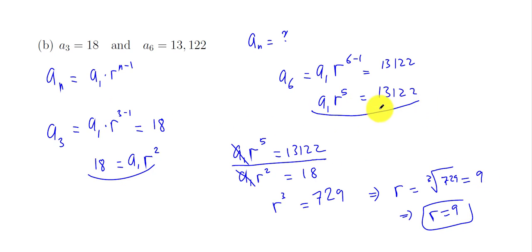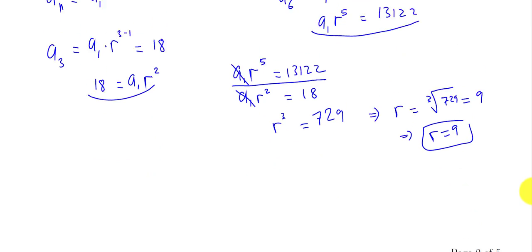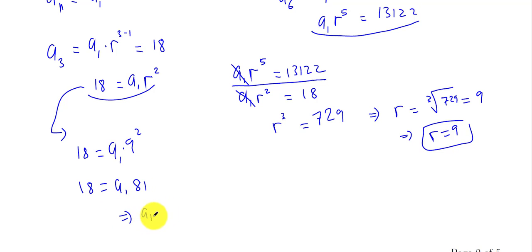Remember, I got these two equations here and here: a1 and r equal 18. Now I got r to be 9, so I can use any of the two equations here to solve for a1. Let's just use this one here. 18 equals a1, we don't know that, r now is 9, so 9 squared. 9 squared is 81. a1 times 81 equals 18. Divide both sides by 81. Then my a1 is equal to 18 divided by 81.